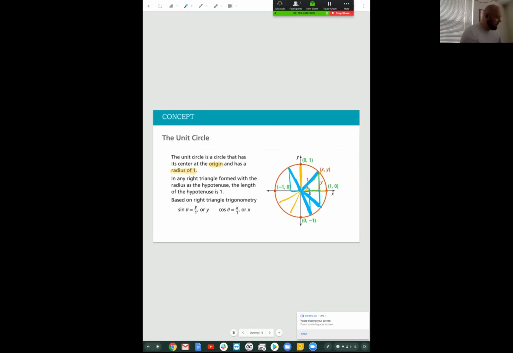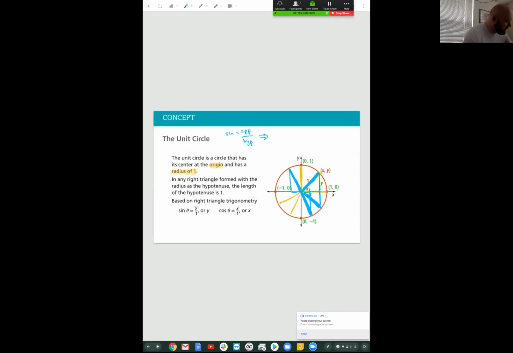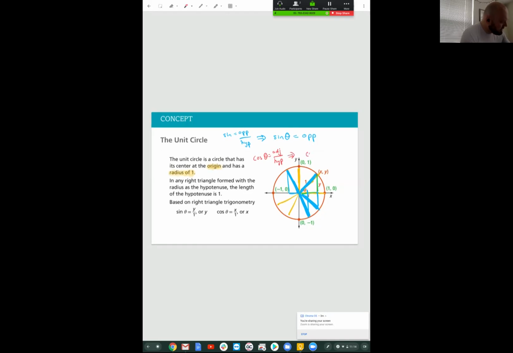So reviewing back from the first lesson that we covered last week, you know that sine is always the opposite side over the hypotenuse. But our hypotenuse is always 1. So if our hypotenuse is 1 in the unit circle, that means that the sine of angle theta is just the opposite side. We know that cosine of theta is the adjacent side over the hypotenuse. But if the hypotenuse is 1, that means that the cosine of your angle is just the length of the adjacent side.